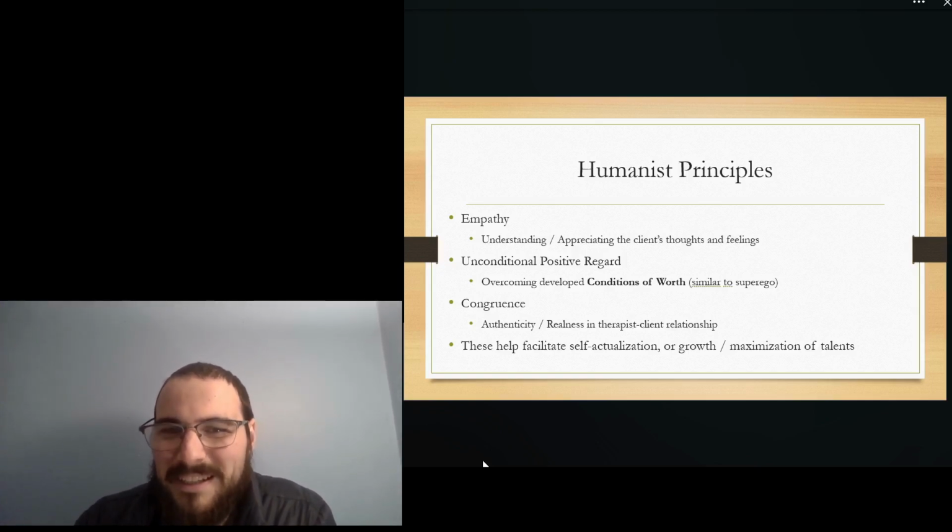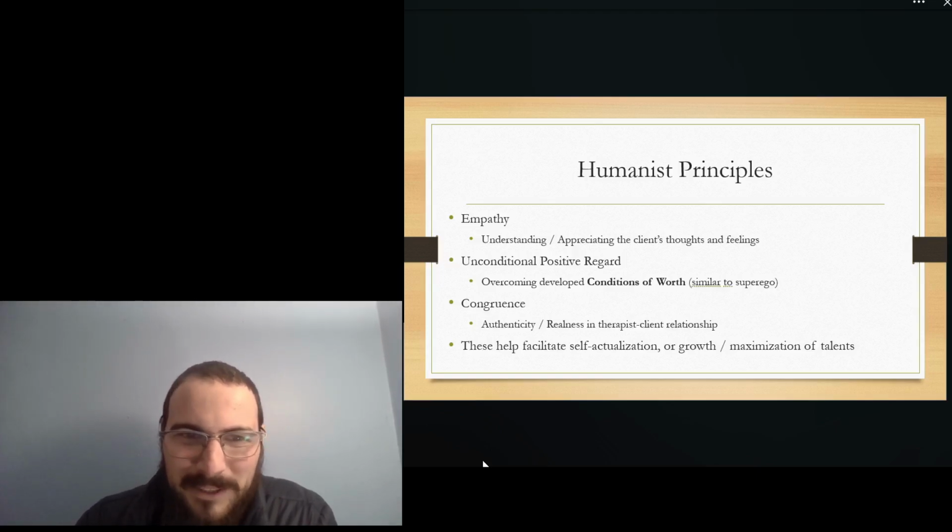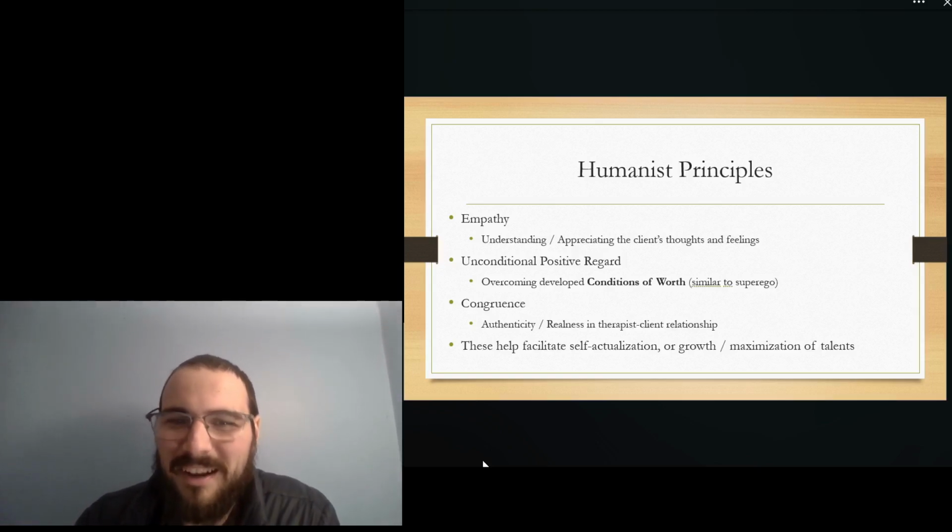But as a therapist, Rogers thinks it's a good idea to have that unconditional positive regard to help people break down those conditions of worth and feel like they are a good, worthy-of-love person, regardless of what they've done, regardless of who they are.